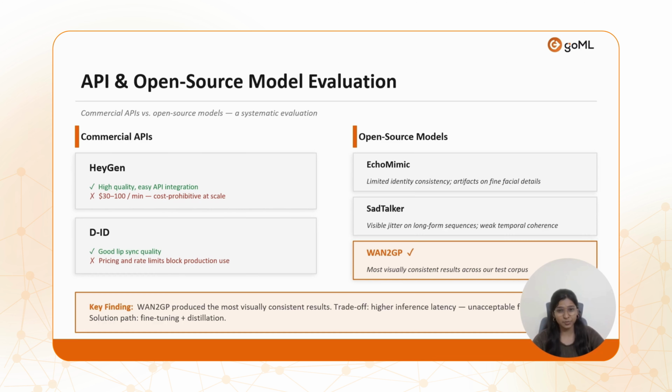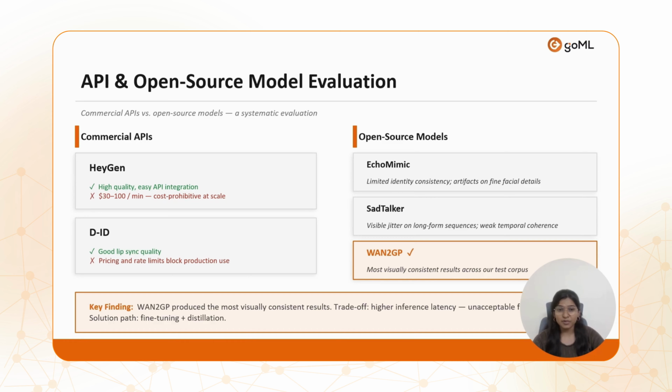Next is the Wan 2.1 model. It produced the most visually consistent results across our entire test corpus. The lip sync accuracy was excellent. The identity remained stable, and overall quality was comparable to commercial solutions. Wan 2.1 produced the most visually consistent results.